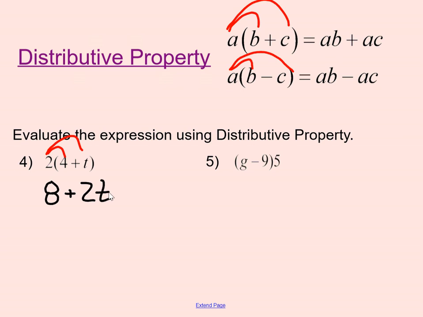On the other hand, I can go backwards with the distributive property here. So I'm going to go ahead and do that. So 5 times g is going to be 5g. Negative 9 times 5 is going to be negative 45. Those are not like terms, so I cannot combine them. So this is an example of what the distributive property looks like.